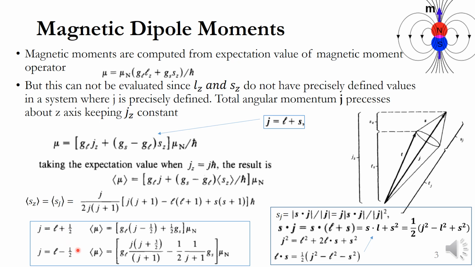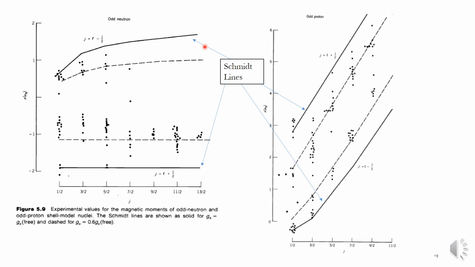Okay, now we substitute this expectation value of sz here, and for different j values, this j can be l plus half and l minus half, since s can be plus half and minus half. The spin values may be plus half and minus half, so that this j can be l plus half and l minus half. So this is when j is equal to l plus half, substituting in this equation. After substituting, you can see the values of the magnetic moment.